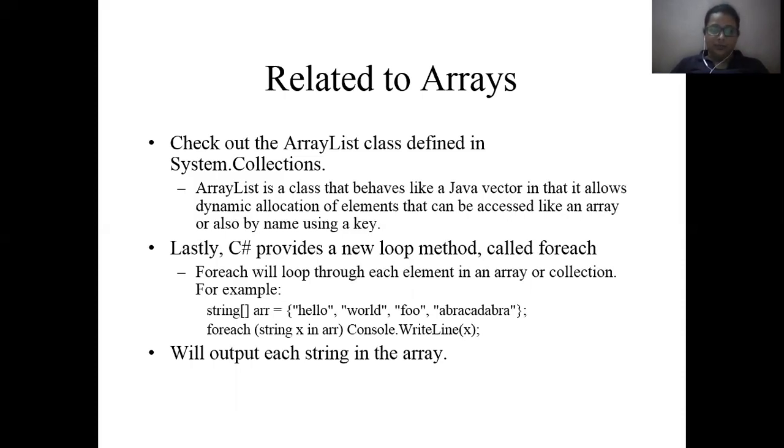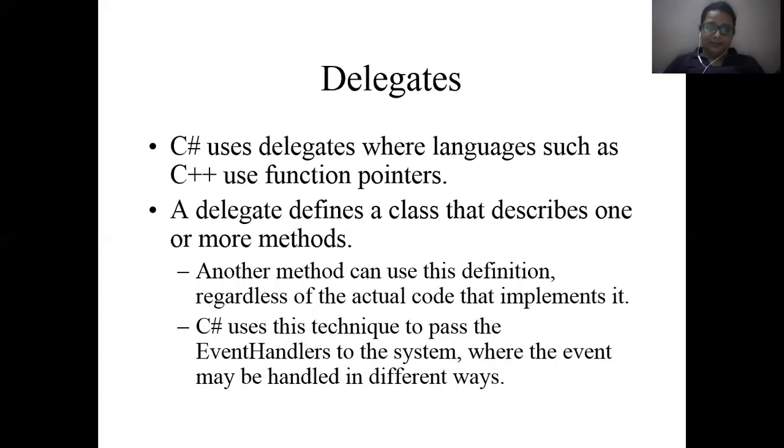Lastly, C# provides a newer loop method called foreach. Foreach will loop through each element in an array or collection. For example, string[] arr is equal to hello, world, fwo, and anything you can add. I am just adding some random values. foreach string x in arr, Console.WriteLine x will output each string in the array.